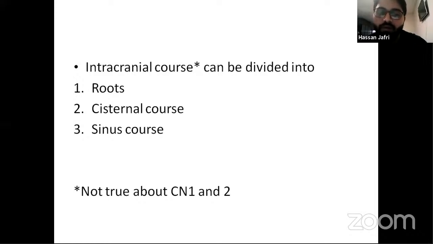This is not true about cranial nerves 1 and 2, as cranial nerves 1 and 2 are actually an extension of the brain itself, because they are covered by oligodendrocytes and not Schwann cells, and they have similar pathologies to the brain matter itself. So they are not considered a true root, a true nerve, in this sense.